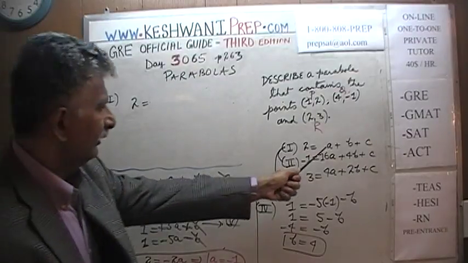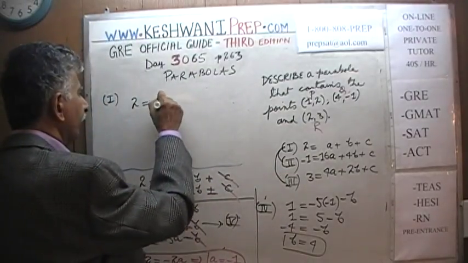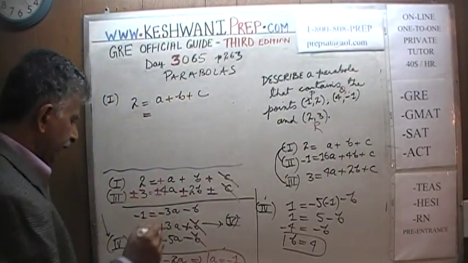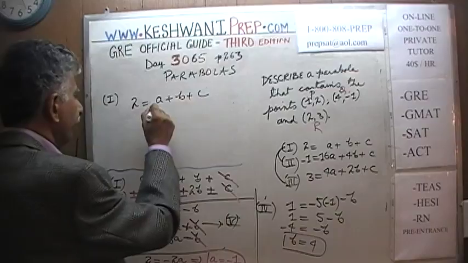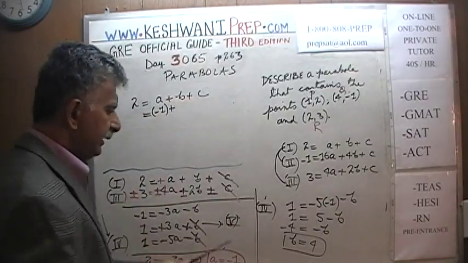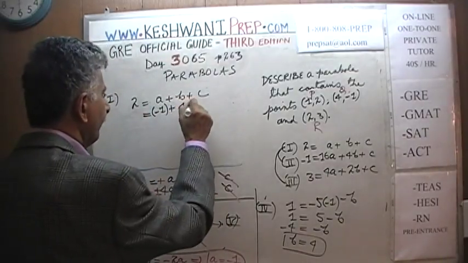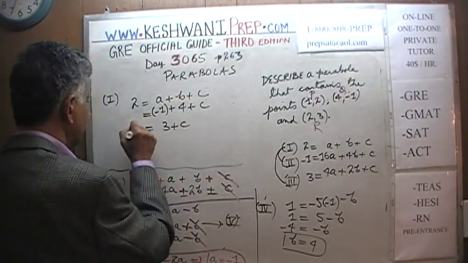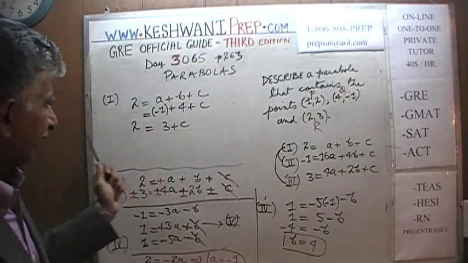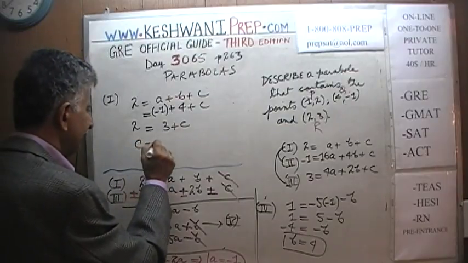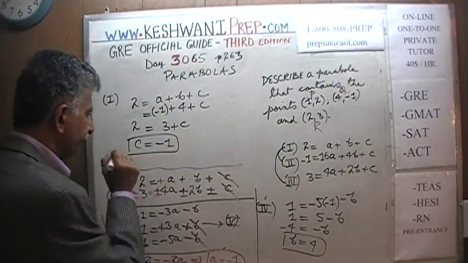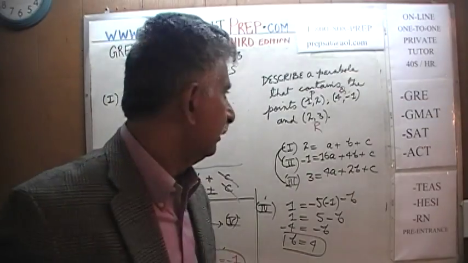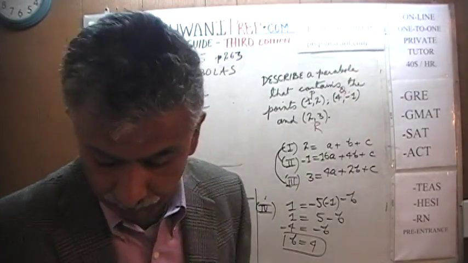Equation 1 tells us A plus B plus C equals 2. Well, A we know is negative 1. B we know is 4. Negative 1 and positive 4 is 3. 3 plus C equals 2. Let's subtract 3 from both sides, and that is going to give us C is equal to negative 1. There we go. We have our parabola. Hallelujah.